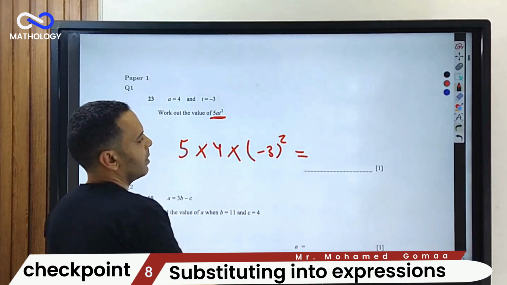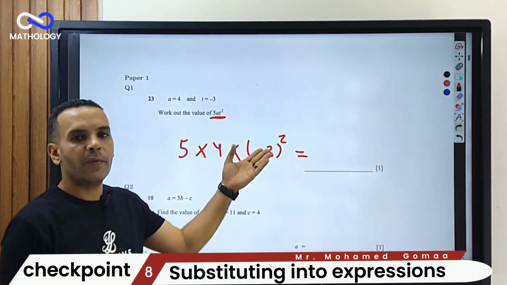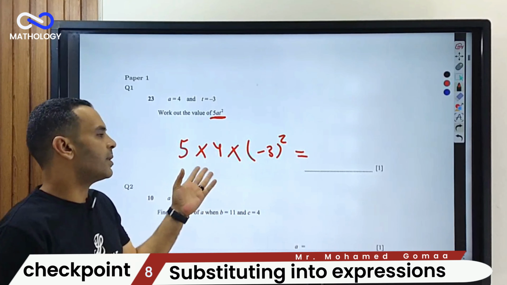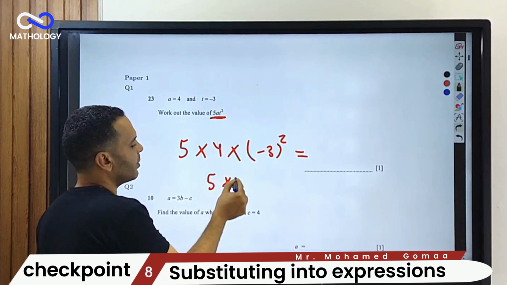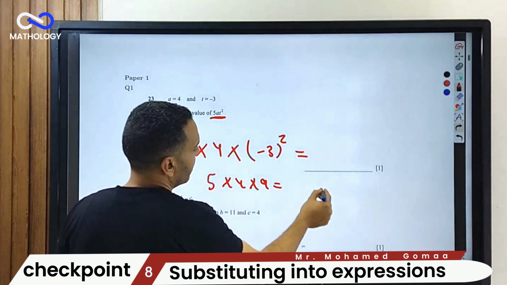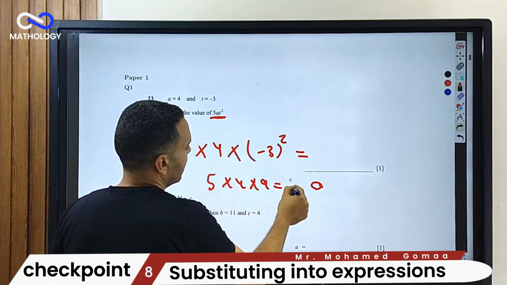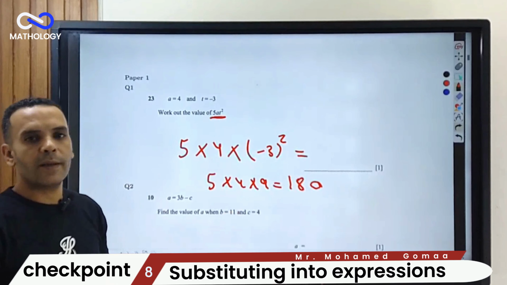Okay, according to the order of the operations, we perform the power first, then multiplication. Negative 3 power 2 equals 9. It will be 5 multiplied by 4 multiplied by 9. It will be 20 multiplied by 9. Put 0, and 2 multiplied by 9 equals 18. The answer will be 180.